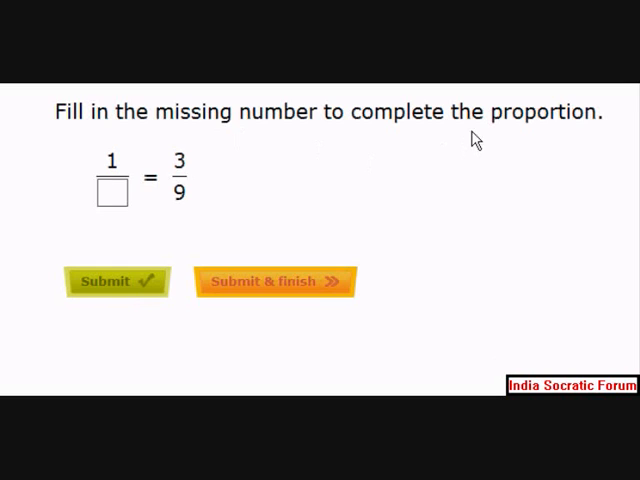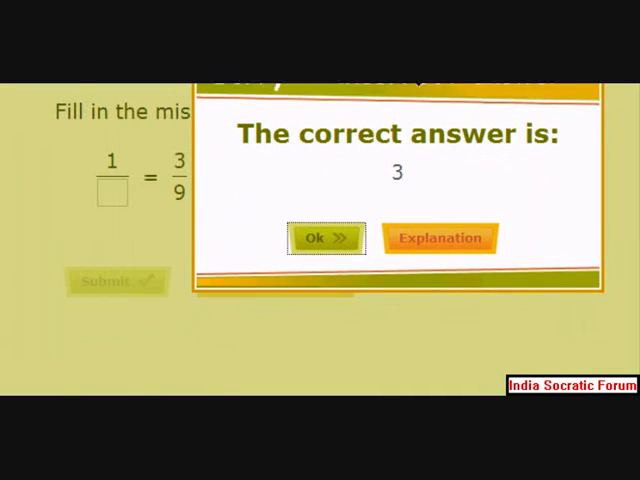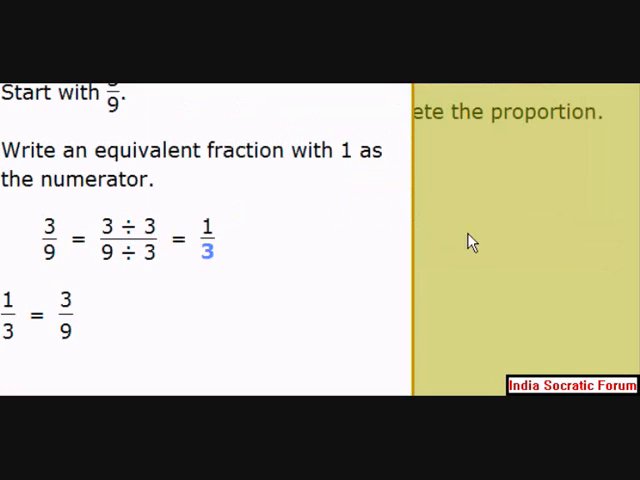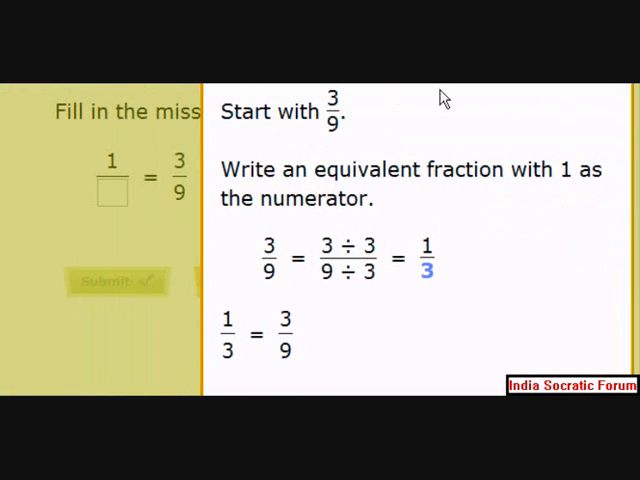Fill in the missing number to complete the proportion. 1 by what is 3 by 9? Good. First start with 3 by 9, right? The answer is 3. How did we get it? Let's start with 3 by 9. What gives you 1? 3 divided by 3 gives you 1. Do the same on the denominator. 9 divided by 3 is 3. 1 by 3 equals 3 by 9.